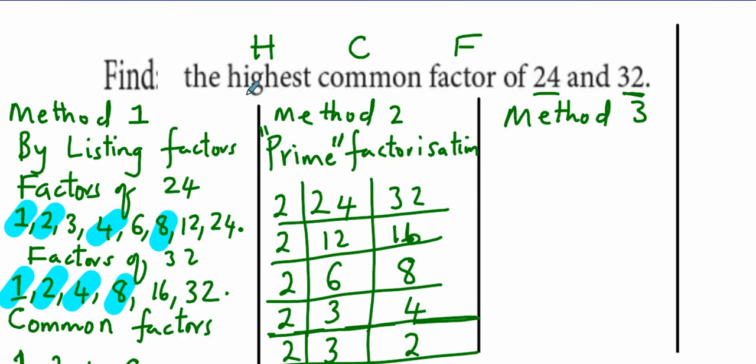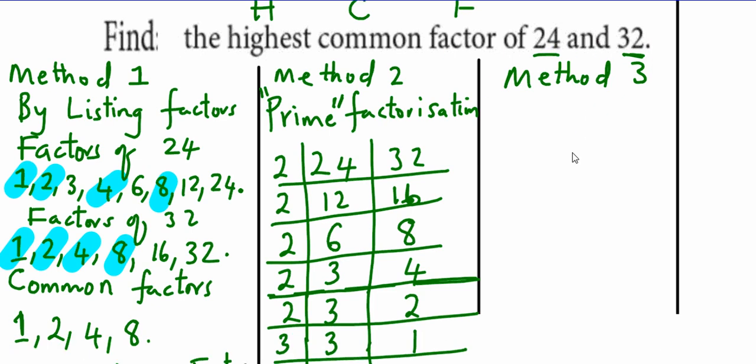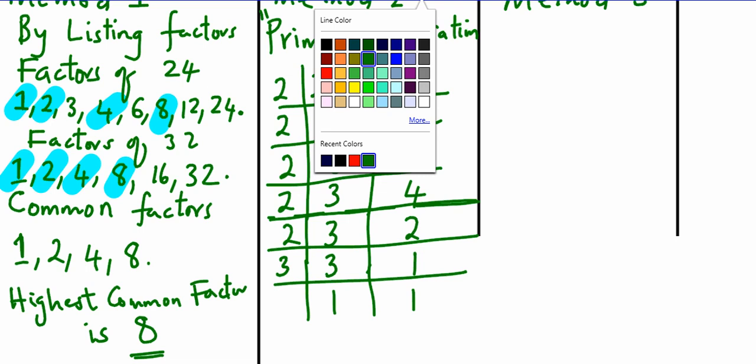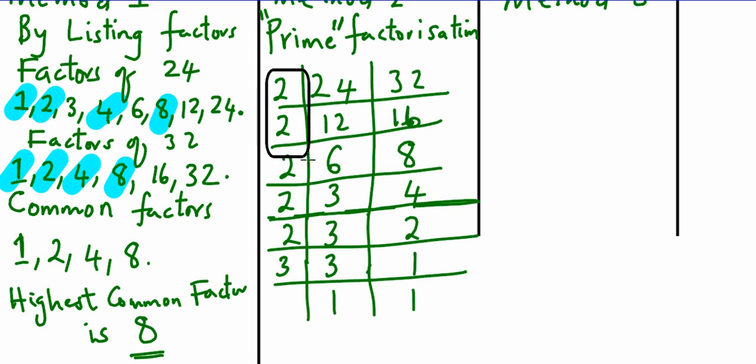Now, we are looking for the highest common factor of 24 and 32. From here, let me highlight. We are going to select which factor was divisible by both 24 and 32. So you find that 2 was divisible by all these numbers here. 24 divided by 2, we got 12. 32 divided by 2, we got 16. Also, this 2 was divisible by all these numbers. So 2 will be part of our calculations for highest common factor.